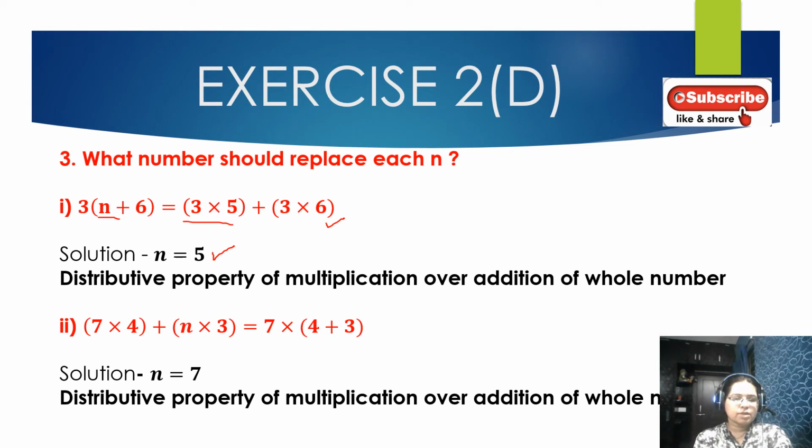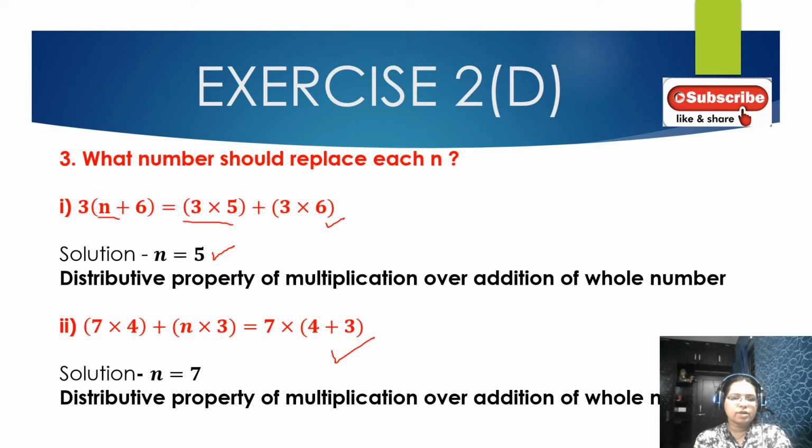And second bit, 7 multiplied by 4 is inside the bracket, plus n multiplied by 3 is inside the bracket, equal to 7 multiplied by (4 plus 3). 4 plus 3 is inside the bracket. We have to find the value of n.